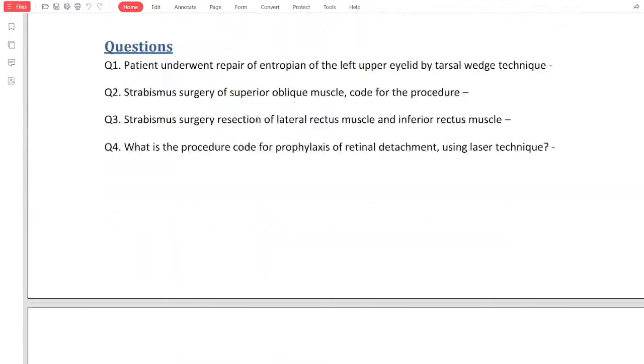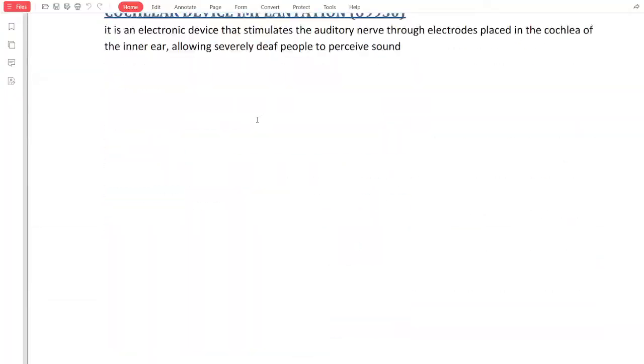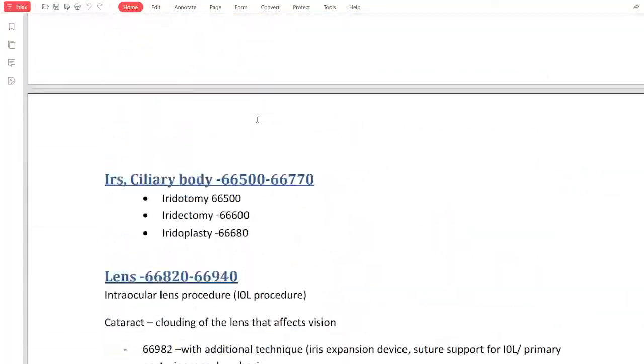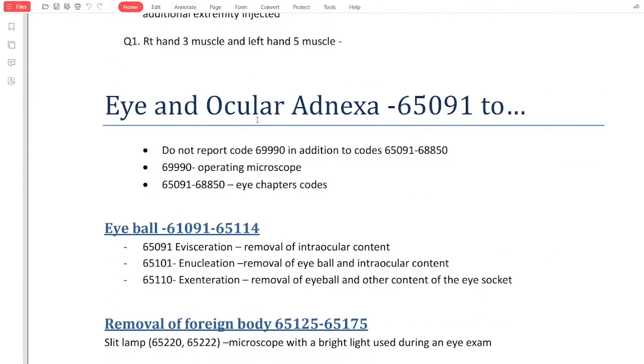Move on to another section. This is eye and adnexa, ocular adnexa related, 65091 related section. Okay, guys, let us take eye and ocular adnexa in the next class. I think tomorrow I will provide a live class for this. So let us take it in our next class.